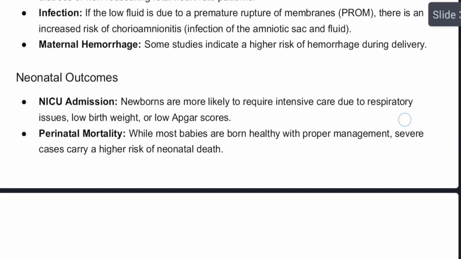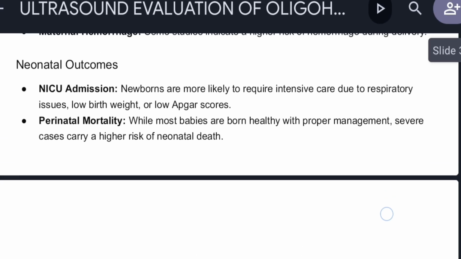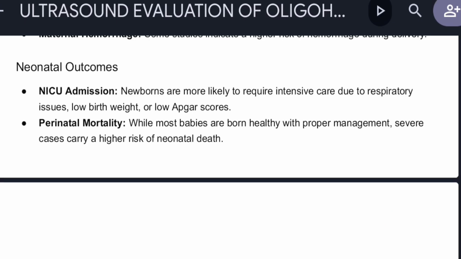Now, what are the complications for the neonatal period? There's a higher chance of NICU admissions. Newborns are more likely to require intensive care due to respiratory issues, low birth weight, low APGAR scores. Perinatal mortality. Now, while most babies are born healthy with proper management, severe cases of oligohydramnios carry a higher risk of neonatal death.